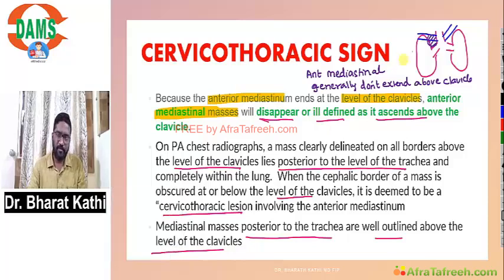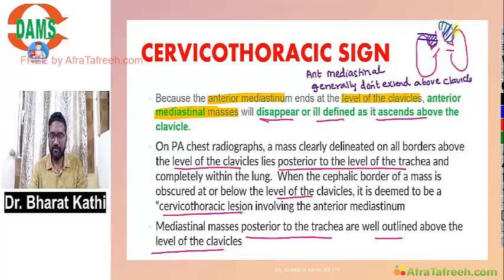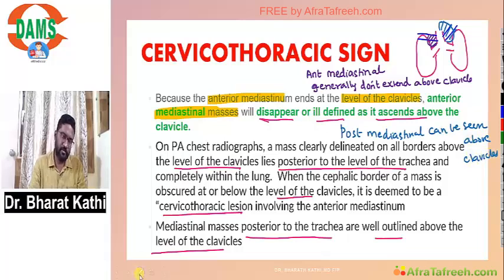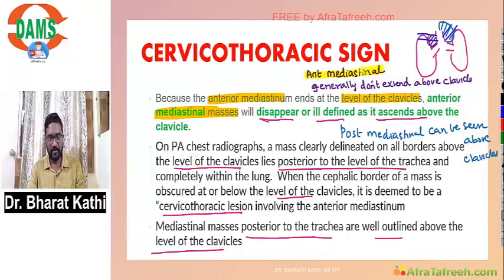Now if it is a posterior mediastinal mass, it can be seen above the clavicles. More than this, in your viva exam, there is no need to answer much about the cervicothoracic sign. The cervicothoracic sign will help you know whether it is an anterior mediastinal mass or a posterior mediastinal mass.